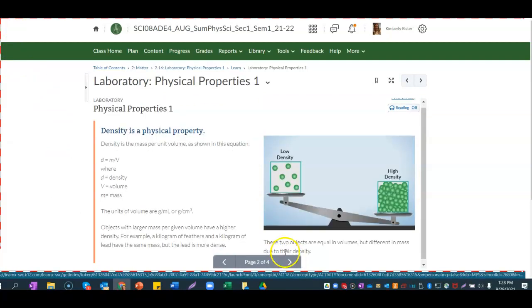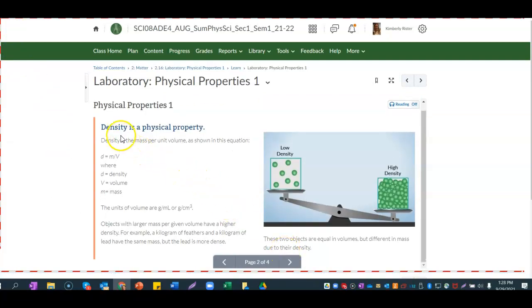All right, so as we move on, we're talking about density being a physical property, and it's the mass per unit volume as shown in the equation. I think this page is a great thing to have in your notes. The formula for density: density equals mass divided by volume. You can see it here. Also, this image is really great. You can see that these are the same size, but this object has a higher density, so it's heavier.